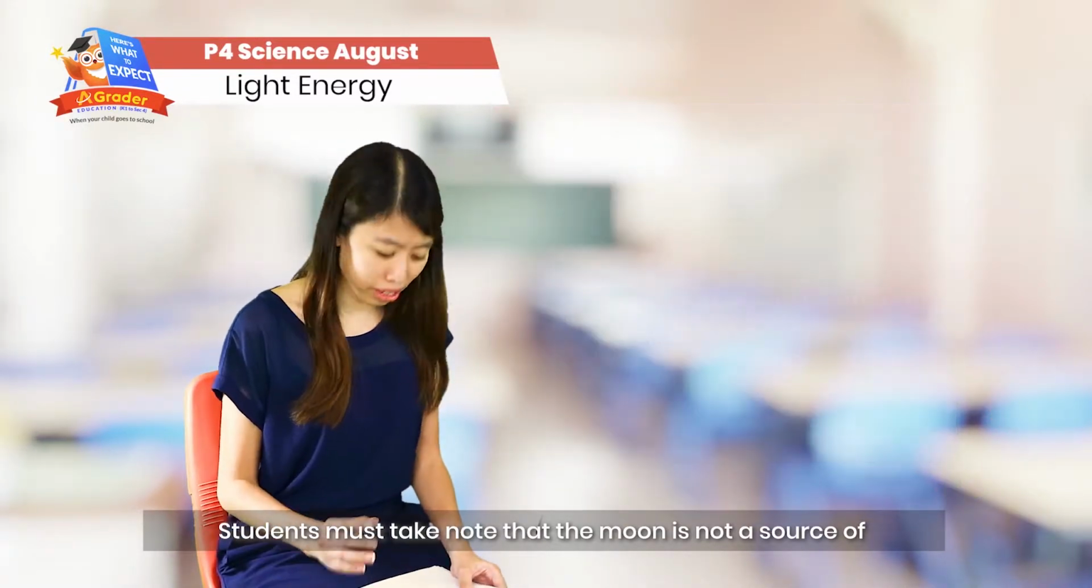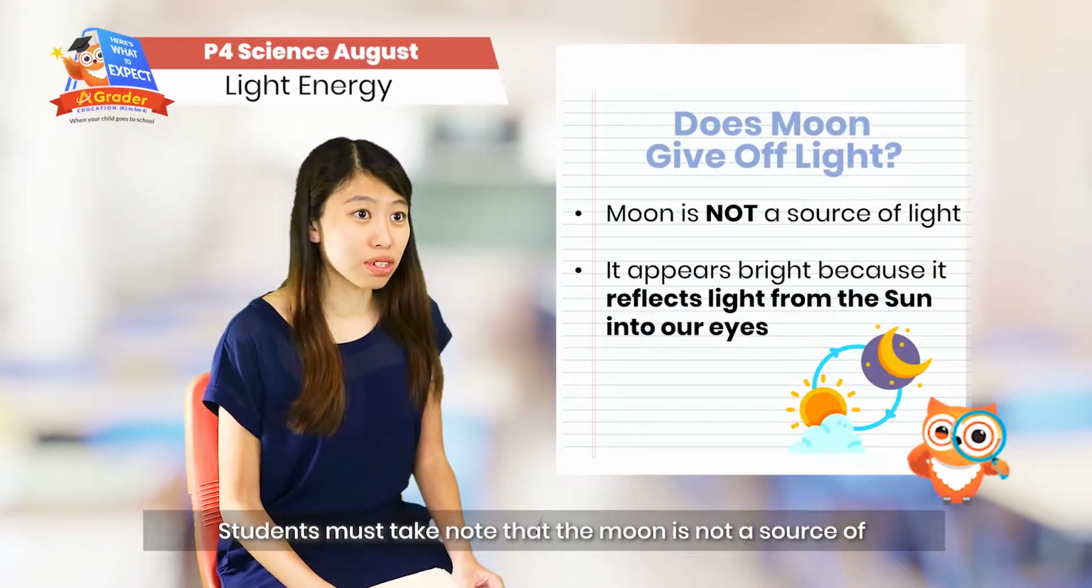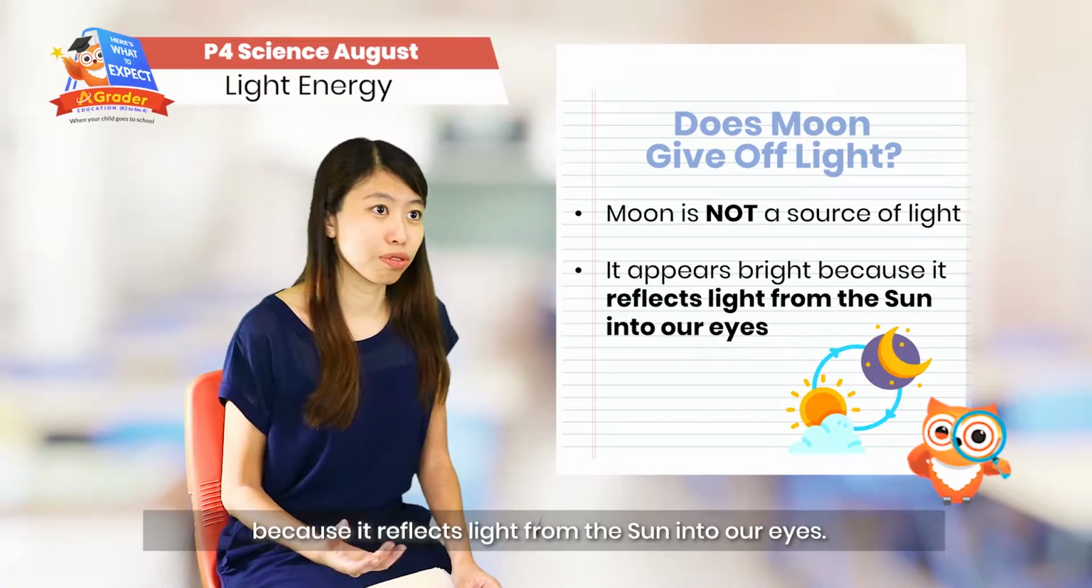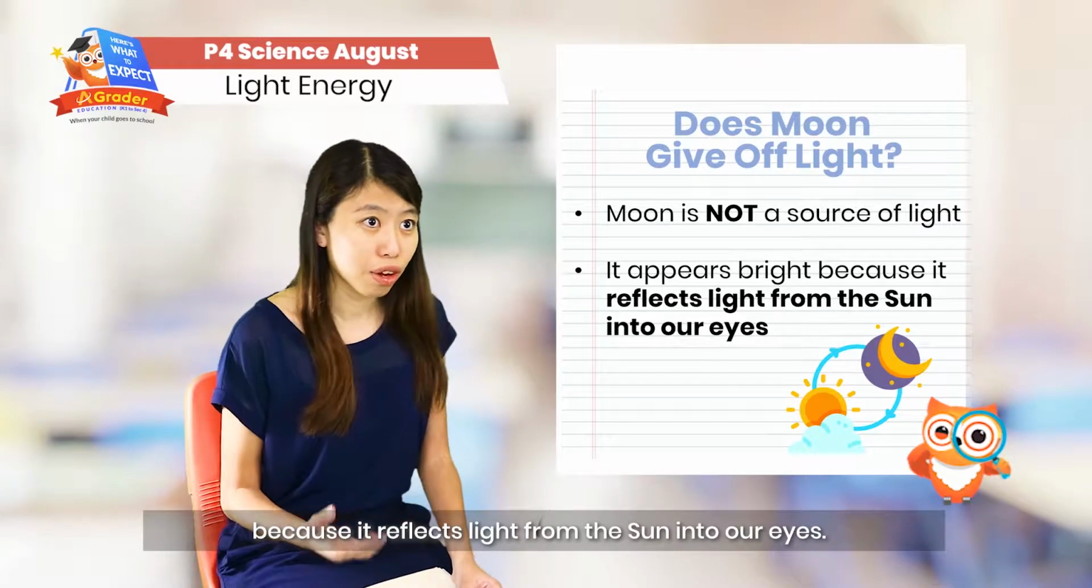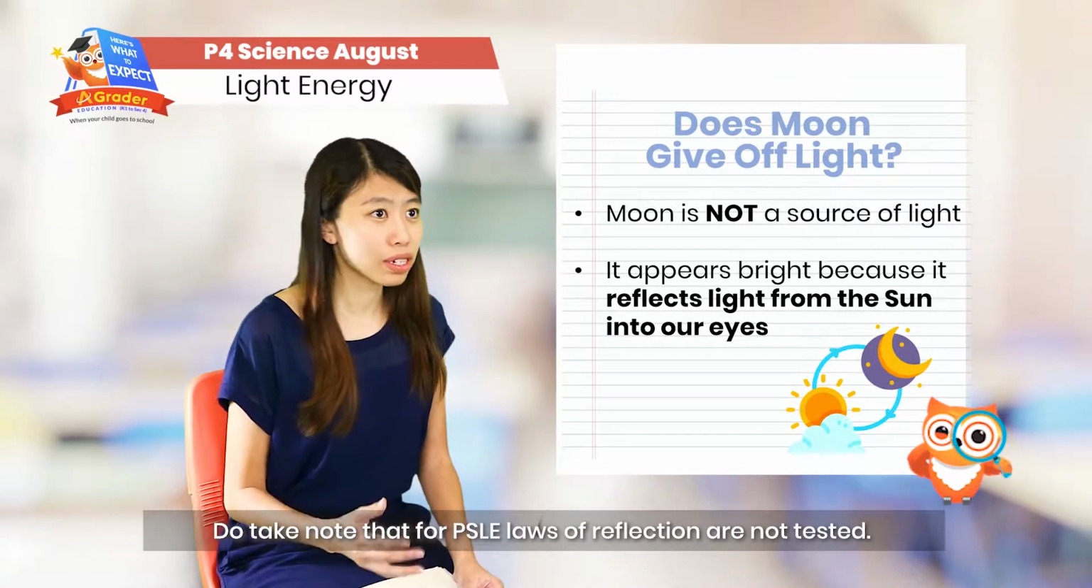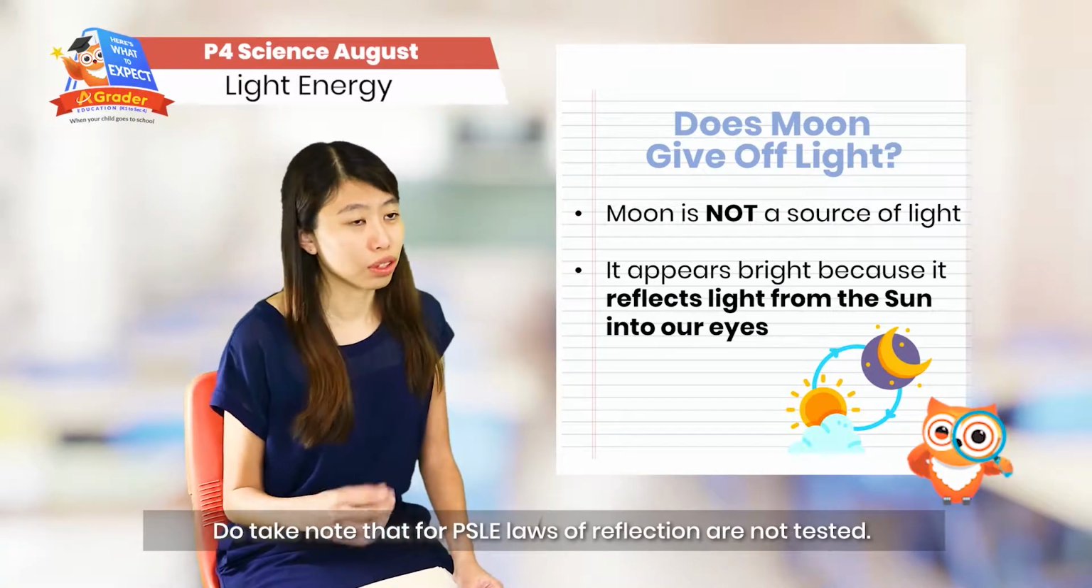Students must take note that the moon is not a source of light, but it appears bright because it actually reflects light from the sun into our eyes. And do take note that for PSLE, laws of reflection are not tested.